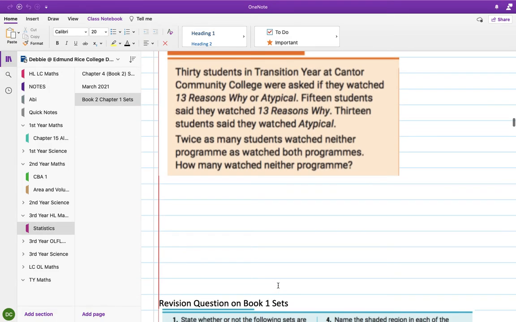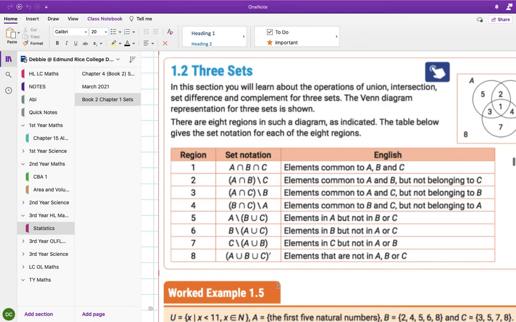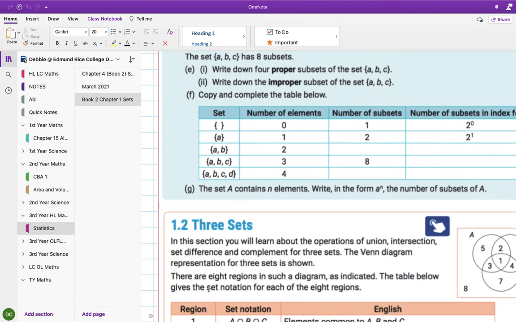So we'll complete the review on Wednesday and then we'll go into the proper higher level stuff, which is the 3 sets. That's the only difference between ordinary level sets and higher level sets. At higher level, you have to be able to do 3 sets. Okay, so we'll do the review between today and Wednesday.